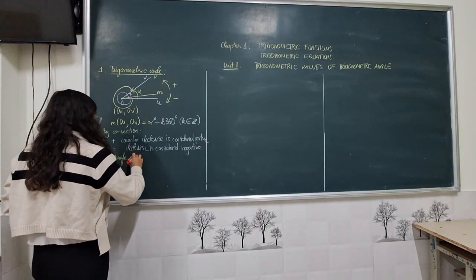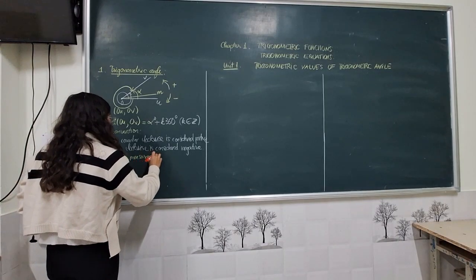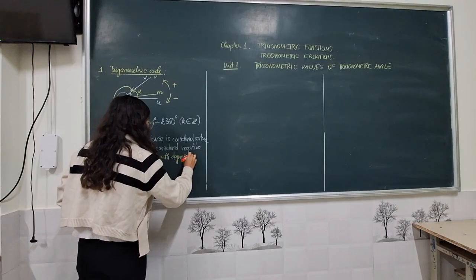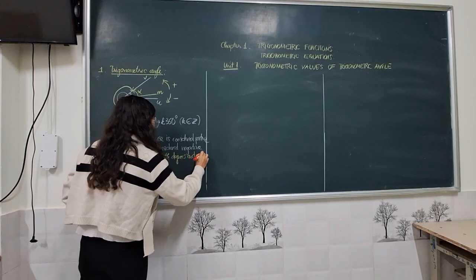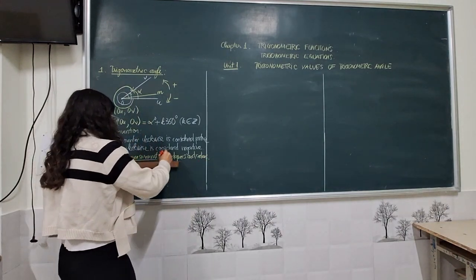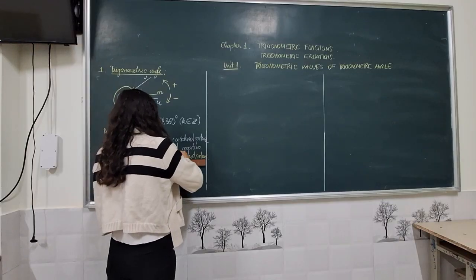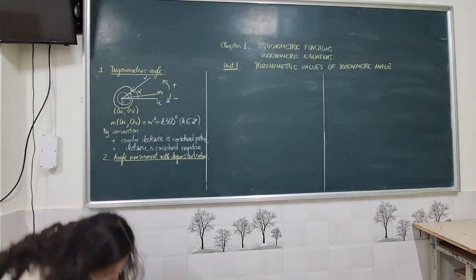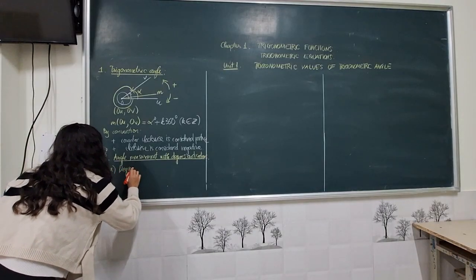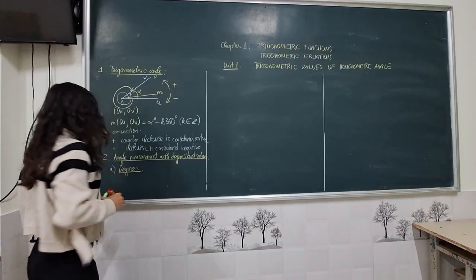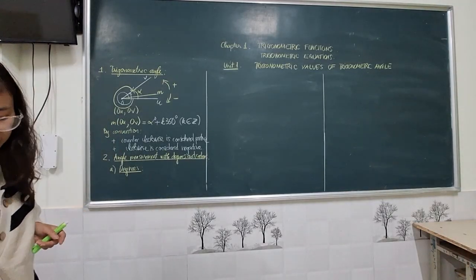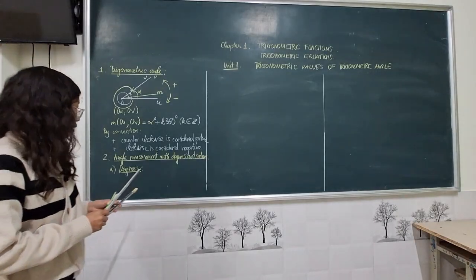Angle measurement with degrees and radians. With degrees, part A, degrees, you learned it before, and in one circle there are 360 degrees, right?